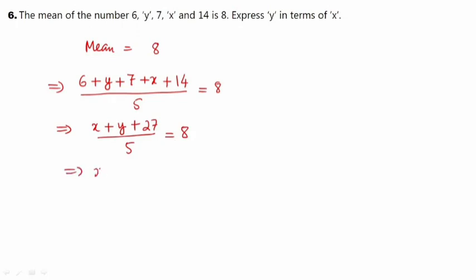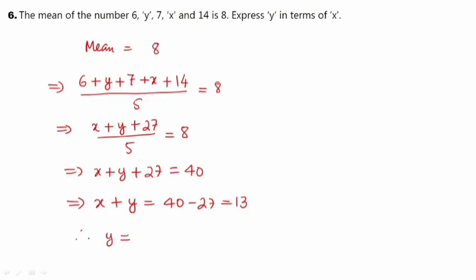Again x plus y plus 27, do the cross multiplication. Again you get 40. So bring this 27 over here, you get x plus y equals 40 minus 27, which is 13, right? Now you have to express y in terms of x, remember. So keep only y here. You are expressing y in terms of x, right? So take this x over there. So you get 13 minus x. This is your answer for this particular question. Pause the video and note down your solution.